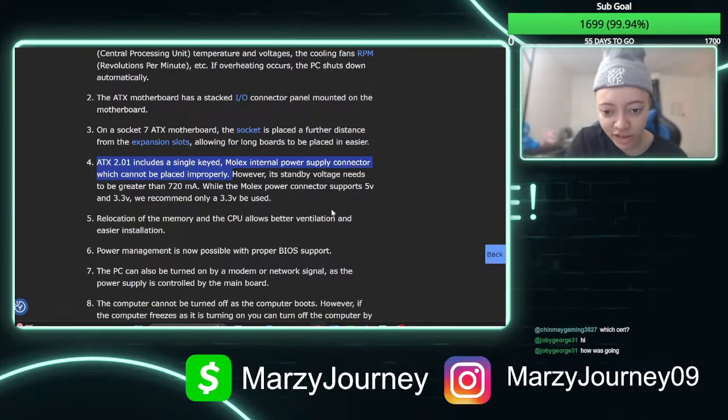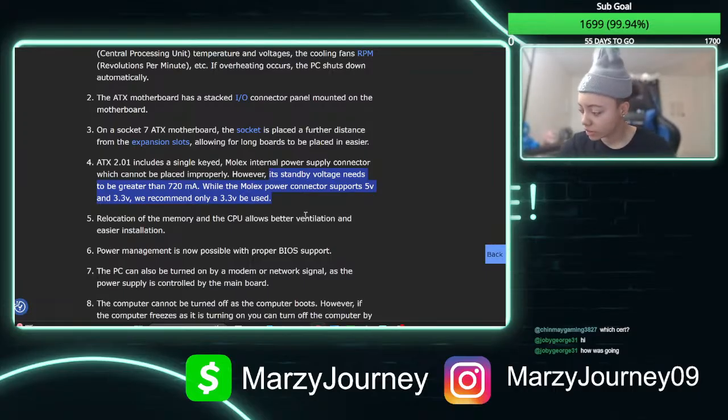So it says, however, its standby voltage needs to be greater, and then it's going to teach me why. Oh, I keep forgetting the camera's up here, and I'd probably be looking crazy trying to read. So its standby voltage needs to be greater than, right? Yep. So needs to be greater than 300 or 720 mA. Whatever that is. Oops, let me not uppercase, because it's lowercase for a reason. That must mean that there's another M used for something.